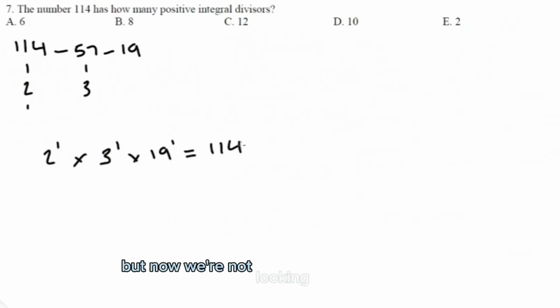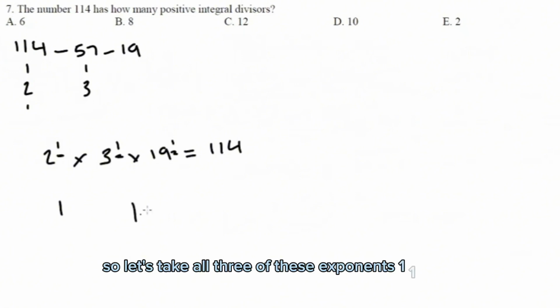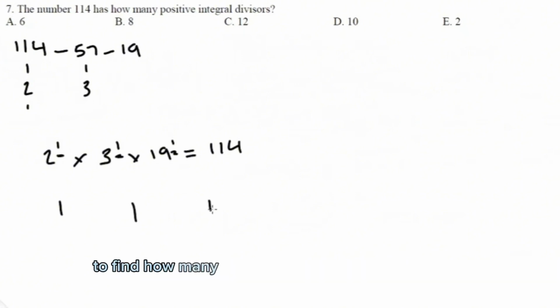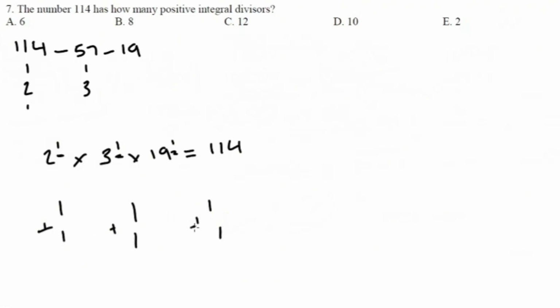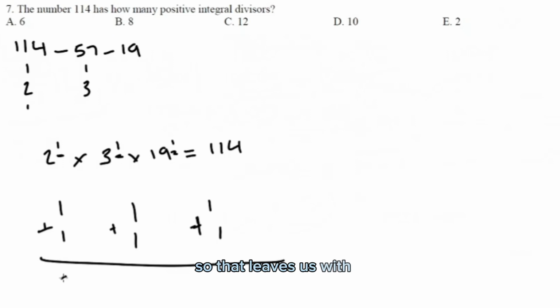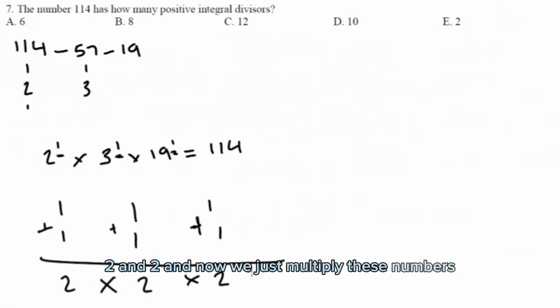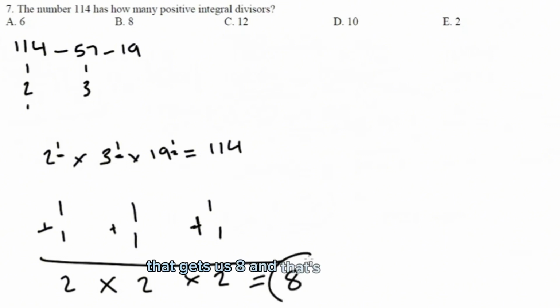Alright, but now what we're looking at is not the numbers. We're looking at the exponents. So let's take all three of these exponents, 1, 1, and 1. To find how many positive integral divisors there are, we need to add 1 to all of these exponents. So that leaves us with 2, 2, and 2. And now we just multiply these numbers. That gets us 8, and that's your answer.